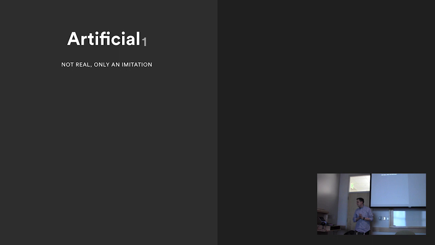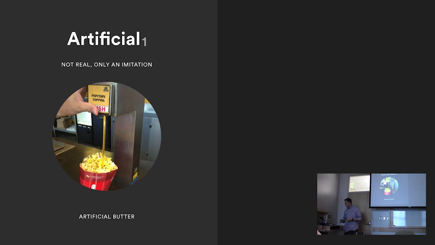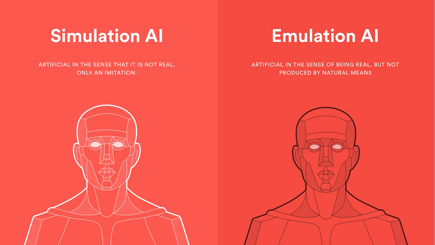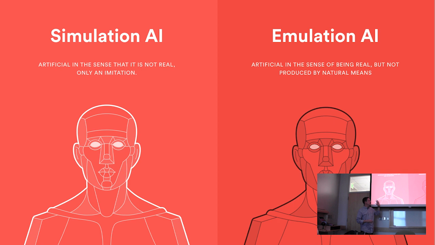When we talk about AI, we often use the term artificial ambiguously. So one definition of artificial is that it's not real, just an imitation, kind of like this beautiful imitation butter right here. And another sense in which you use artificial is to talk about things that are actually real, but they're just not produced by natural means. So artificial diamonds are real diamonds in terms of their composition and whatnot, but they're just not produced by natural means. So a simulation AI would be one that is not real intelligence, just a simulation.